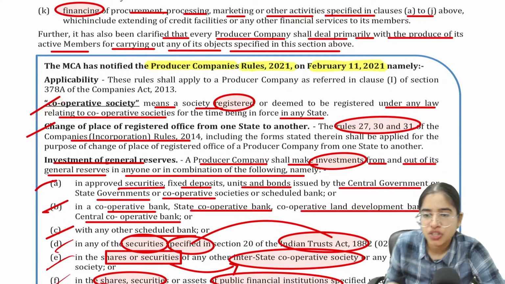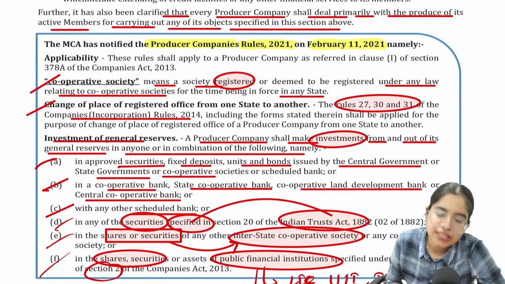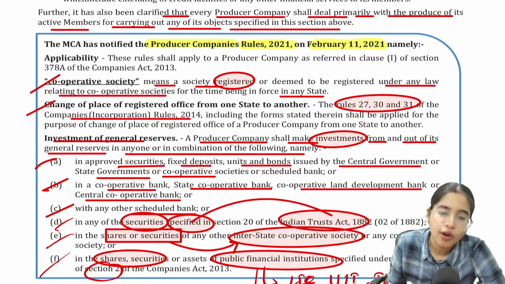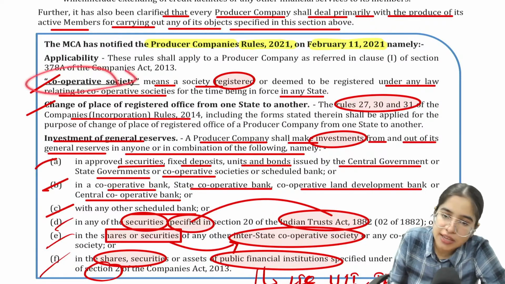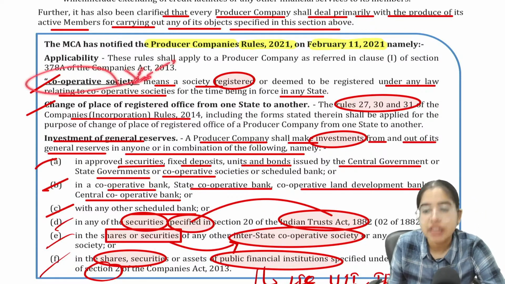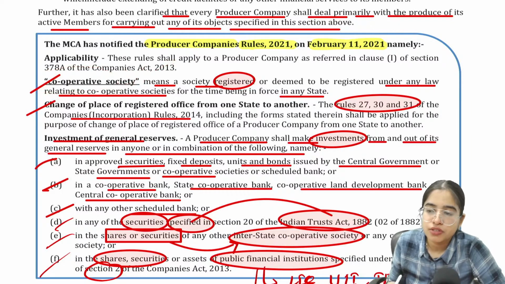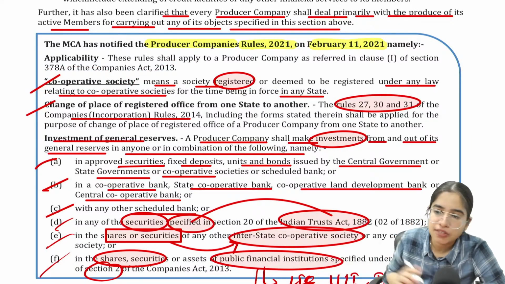Basically one definition is given. Cooperative society means any society registered under state law. Because cooperative society is a state subject, there is no central law for cooperative societies. So every cooperative society is registered as per its respective state law.